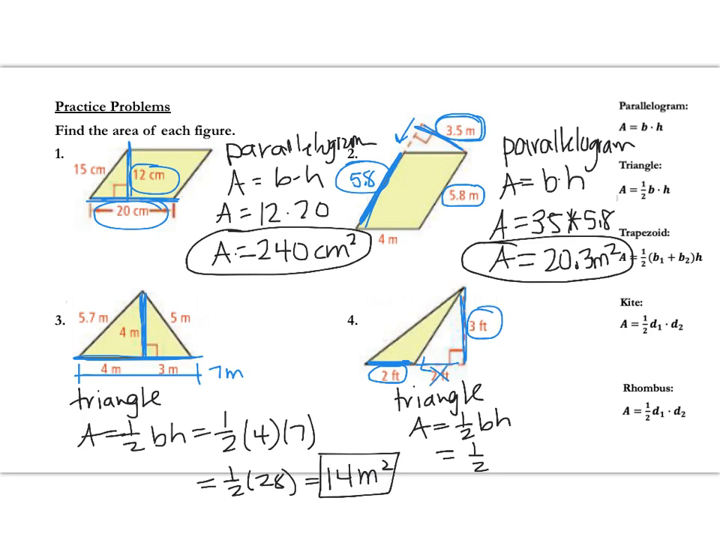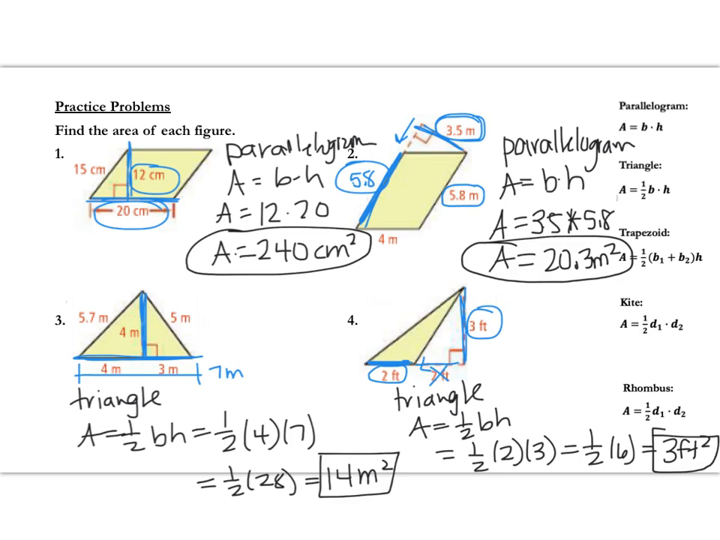This outside number is not going to get used. The base can't be dotted. The height can be dotted, but the base can't be dotted. So you need to find the solid part to figure out what the base is. So this is just going to be 1/2 of 2 times 3, which is 1/2 of 6. And you get 3 feet squared.